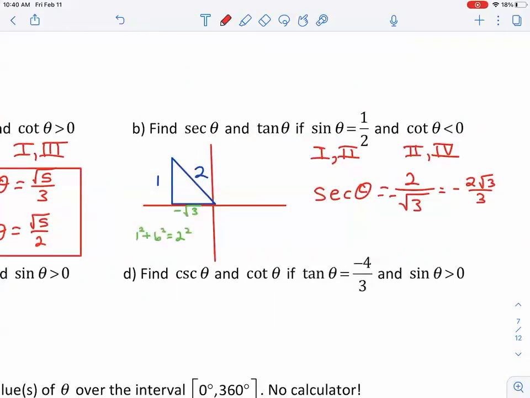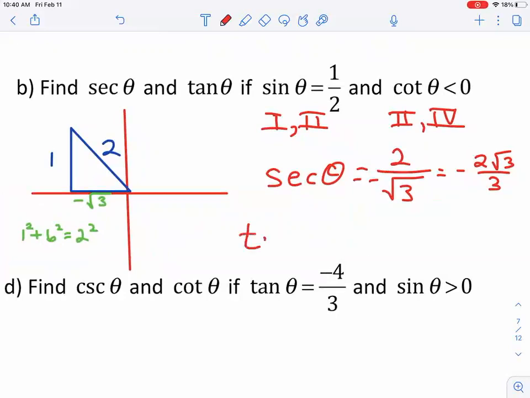All right, let's finish it off with the tangent. So tangent of theta, tangent's opposite over adjacent, so it's 1 over -√3, which again rationalizes into -√3 over 3.